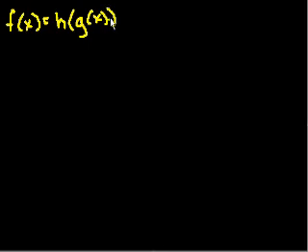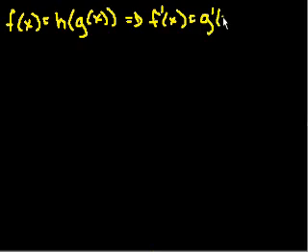Okay, so let me write it up here again. So if we say that f of x is equal to h of g of x, then f prime of x is equal to g prime of x times h prime of g of x.